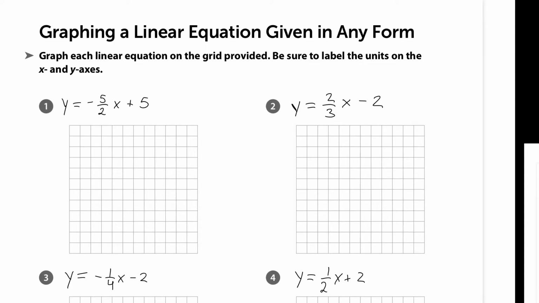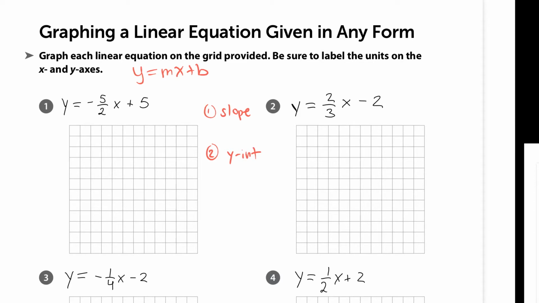Okay, so for today, what we're talking about is graphing a linear equation. Linear equations will typically be given in slope-intercept form. So that's y equals mx plus b. Okay, there's two things that you need to find. Only two things. The first thing is slope. The second thing is your y-intercept.